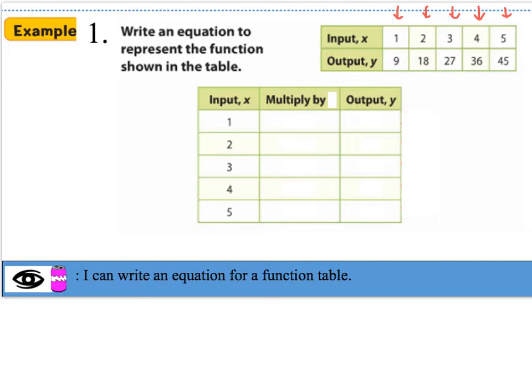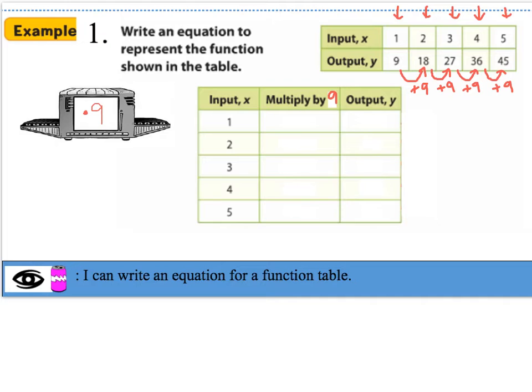To get from 9 to 18, I can add 9. To get from 18 to 27, let's add another 9. To get from 27 to 36, we can add 9. And to get from 36 to 45, I can add 9. Notice I'm adding 9 every time I move to a different position. If I look at this as repeated addition, a shortcut to repeated addition is to just multiply by 9. So I'm going to multiply all of my input values by 9.